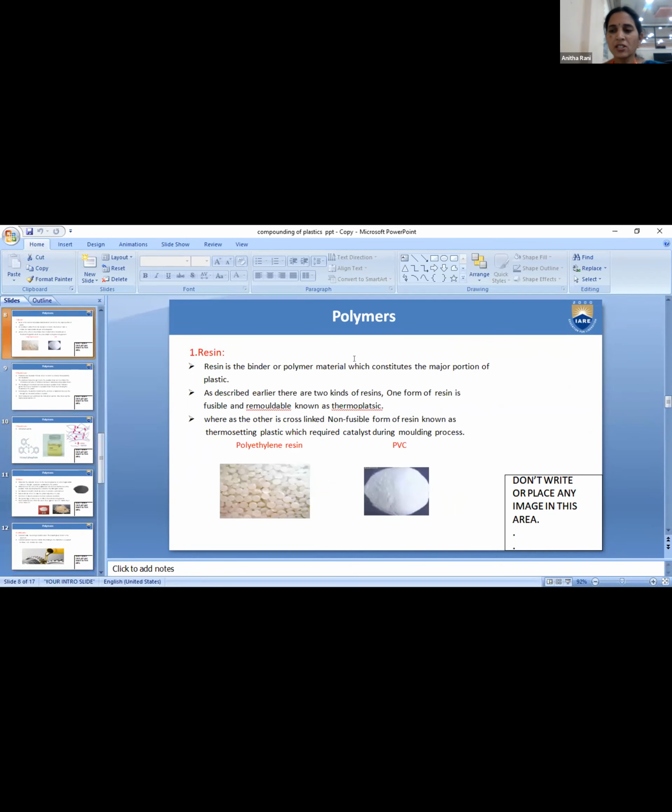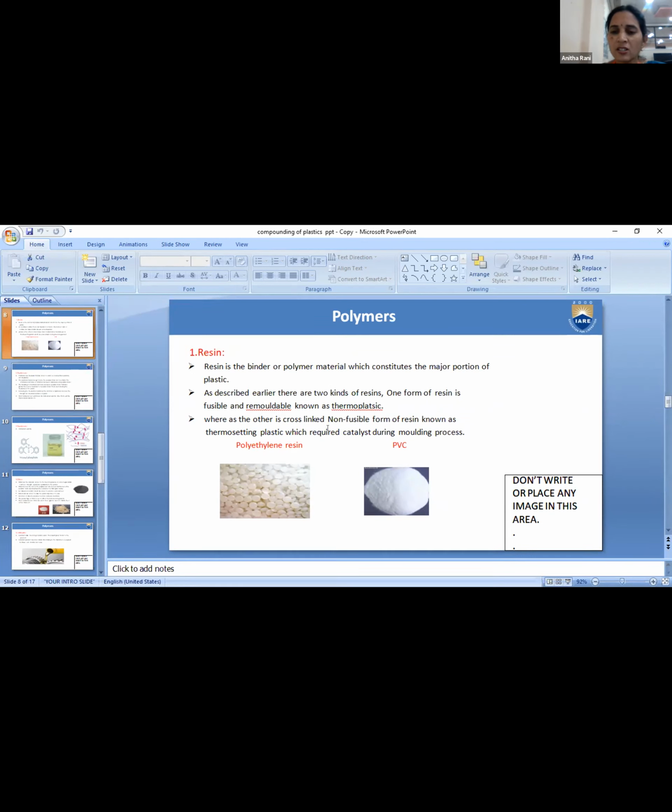There are two types of resin. What are the two types of resin? Thermoplastic resins and thermosetting resins. Thermoplastic resins are fusible and remoldable. We can go for reshaping, so we can remold the thermoplastic resins.